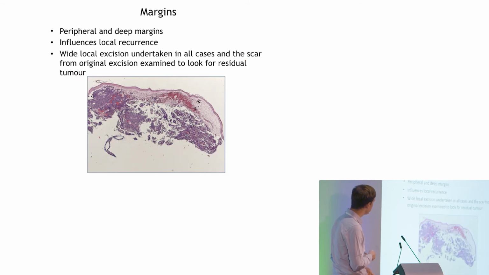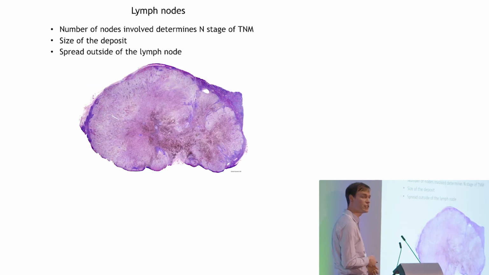The next factor we need to mention is margins, and of course we mentioned the deep and peripheral margins. After the initial excision, we always undertake a further wide local excision, and that scar is entirely examined under the microscope as well. The final factor we need to mention is the presence of lymph node involvement. This is a lymph node here, entirely replaced by pale tumour cells. We talk about the size of the deposit and also whether or not the tumour has spread outside the lymph node into the surrounding tissue.